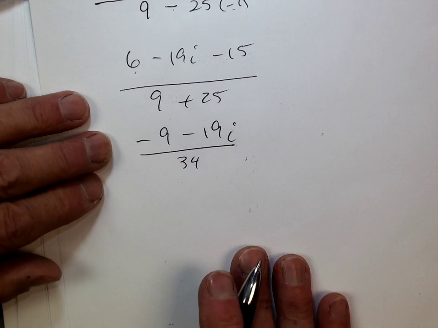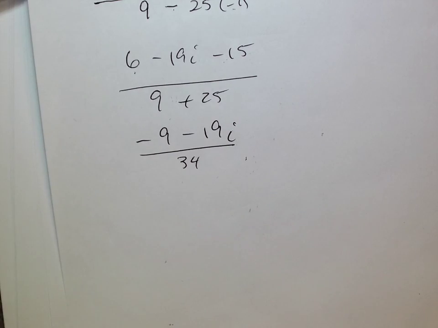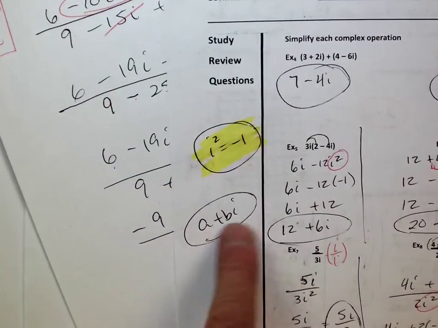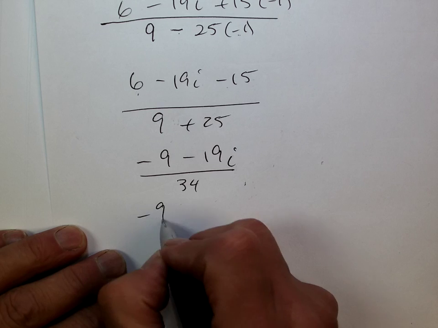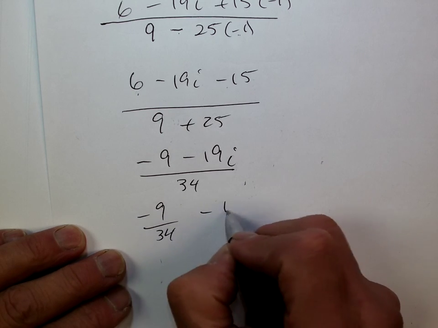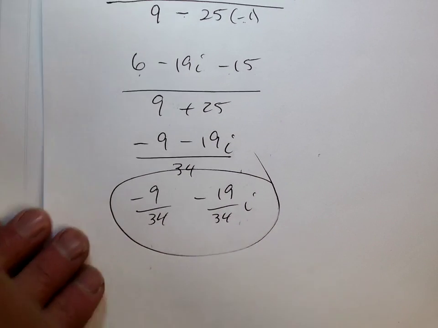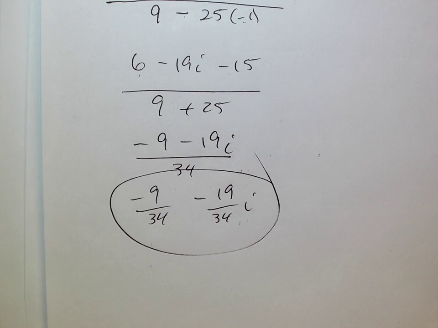And finally, you could leave it this way, but what we're supposed to have is a real plus an imaginary. So the last thing I'm going to do is rewrite this as negative 9/34 minus 19/34 i. And that is the answer. That's a hard one. Is that a good extra credit problem? I don't know.